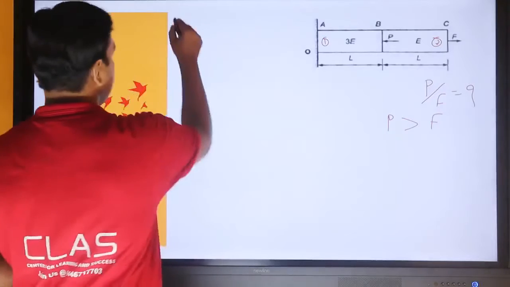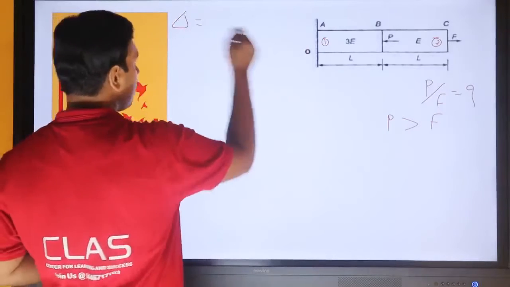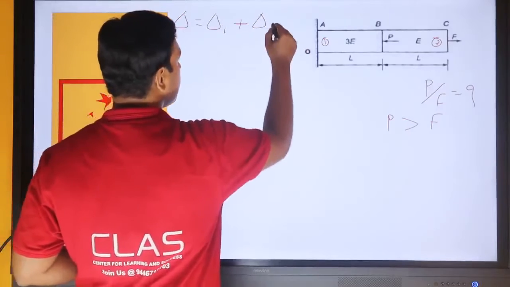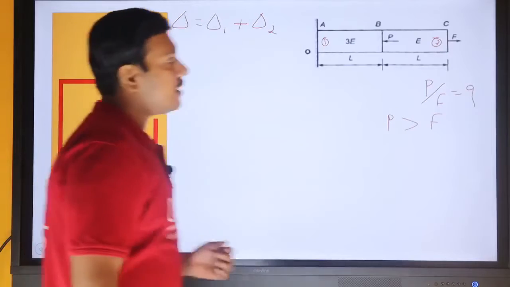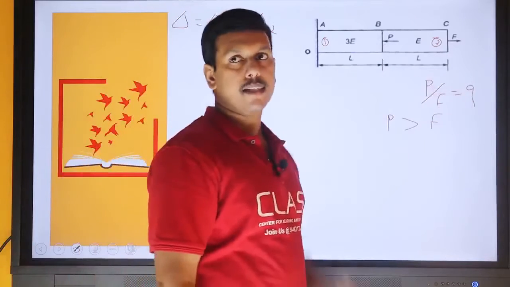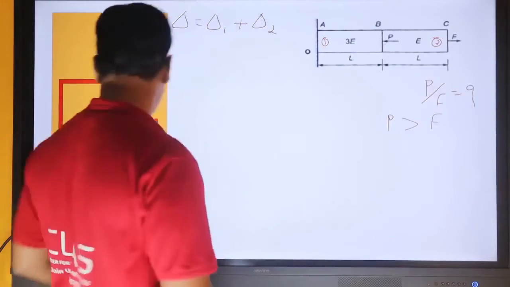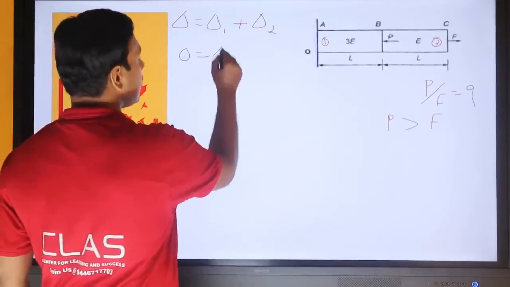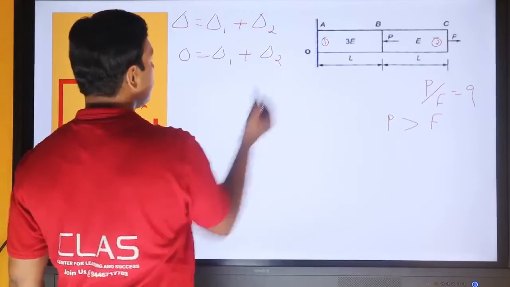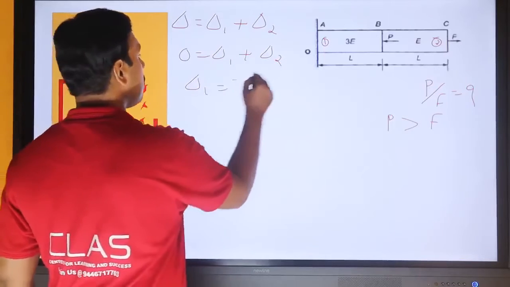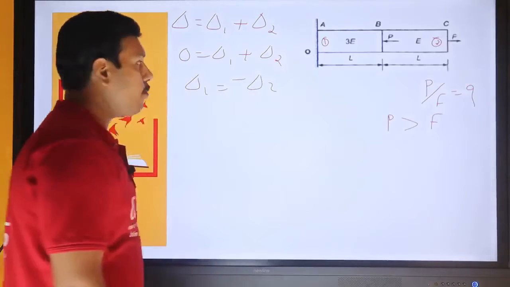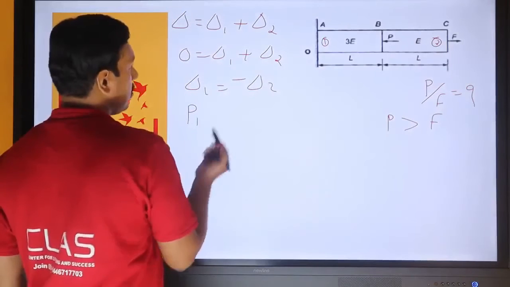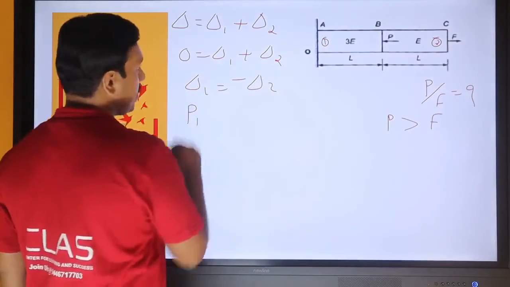Then total deflection delta is equal to deflection of AB, that is delta 1, plus deflection of BC, that is delta 2. It is given that deflection at the point C is 0. Therefore, total deflection is 0, so 0 is equal to delta 1 plus delta 2. From this we can write delta 1 is equal to minus delta 2. Delta 1 is equal to PL by AE, where P1 is the load acting.